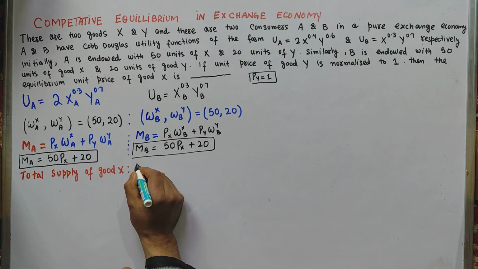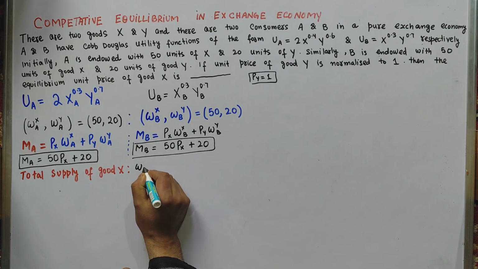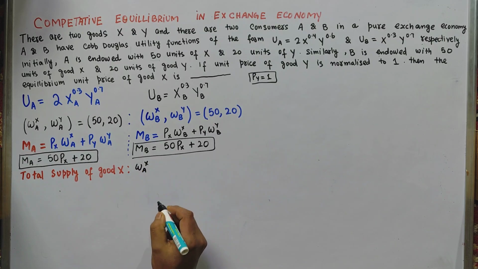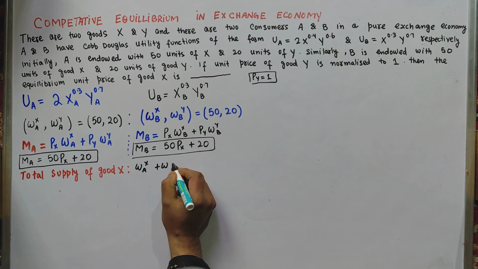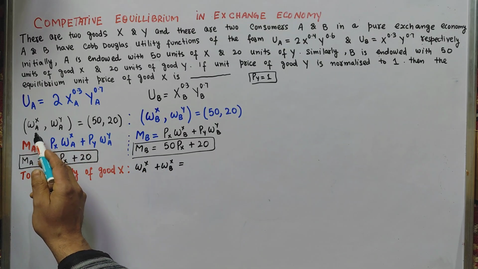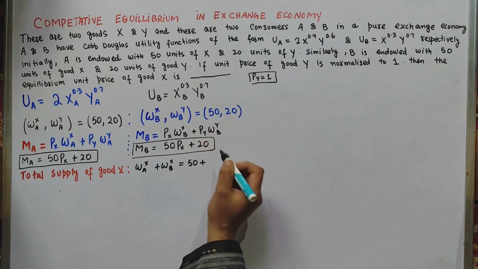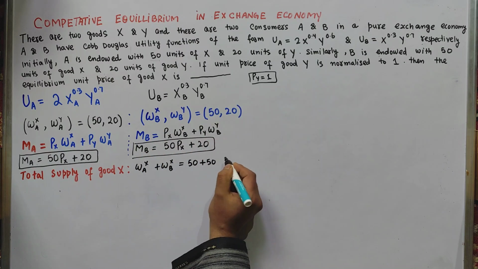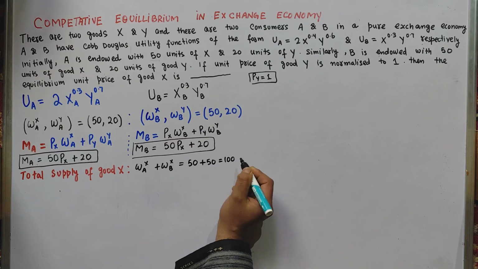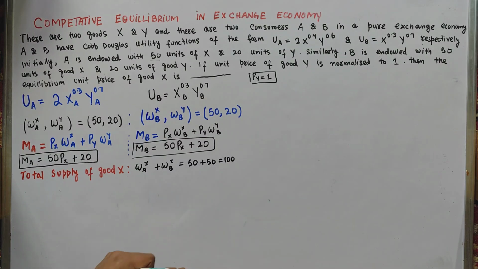That will be equal to WAX plus WBX. What is WAX? It is 50. Plus, what is WBX? That is 50 again. So the total supply of good X in this economy is equal to 100.